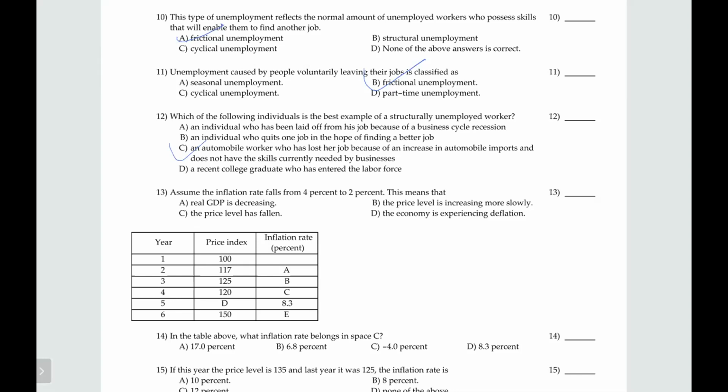13. Assuming the inflation rate falls from 4 to 2%, this means that, so the answer is B, the price level is increased more slowly. Okay, so this is a typical mistake students make. The inflation rate falling doesn't mean the price level is decreasing. It's still increasing, but increasing at a slower pace. Right, so this is 13.